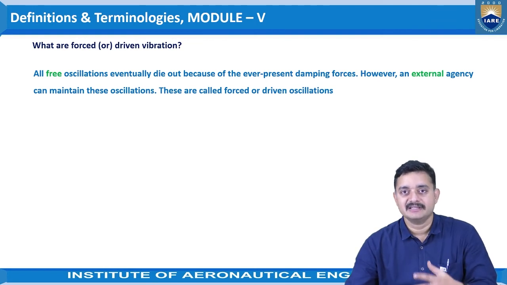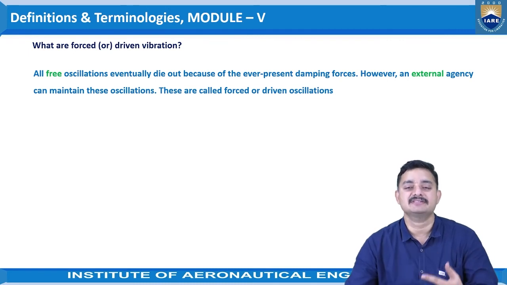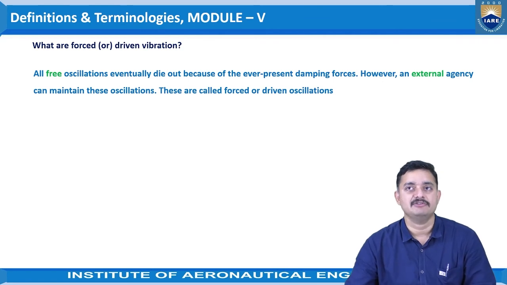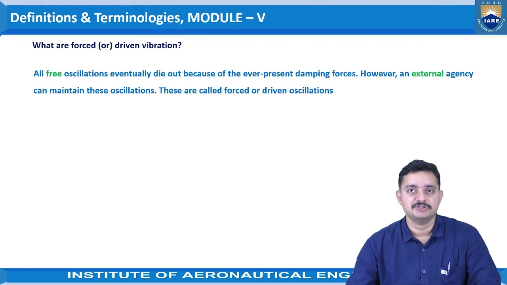So if, as per the requirement, the oscillations are needed continuously, we need to apply some force to the system. Because of this applied force, the oscillations keep happening, and these are considered forced vibrations or driven oscillations. All free oscillations eventually die out because of the ever-present damping forces. However, an external agency can maintain these oscillations. These are called forced or driven oscillations.